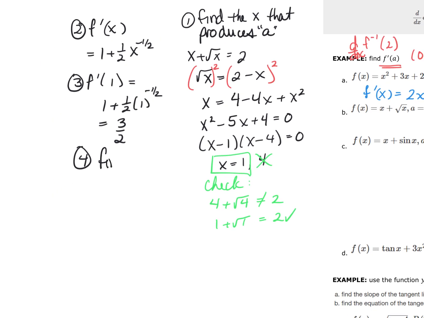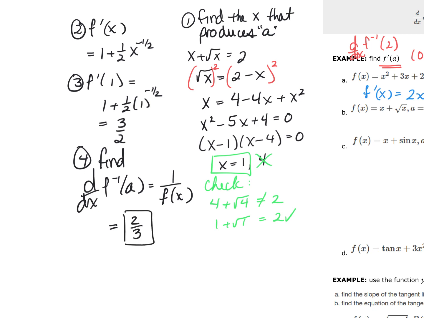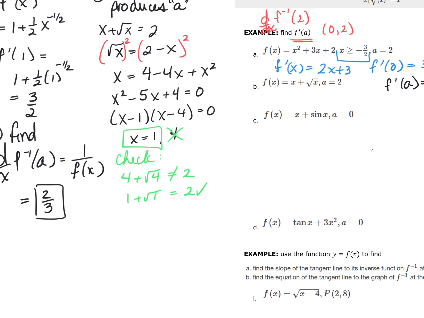So I'm going to find d/dx of f inverse of x. And we know this is going to be 1 over f prime of the value that produced that x. I know it's kind of like alphabet soup, so I'm going to put a here, put a right here, and this is the x that produced that a. So this answer is going to be the reciprocal of 3 over 2, so it's going to be 2/3 is my answer. So that's my answer for B.